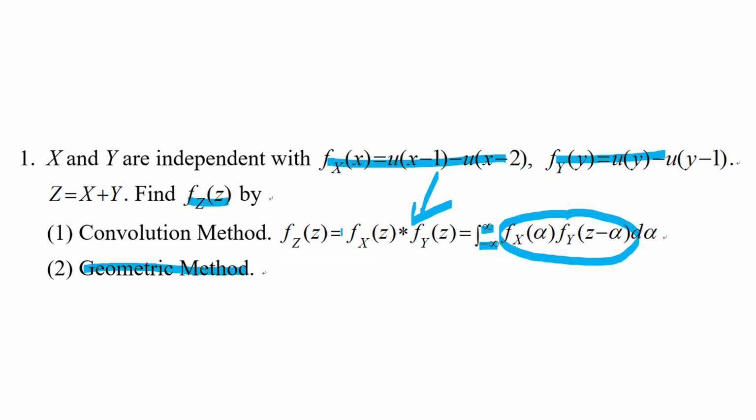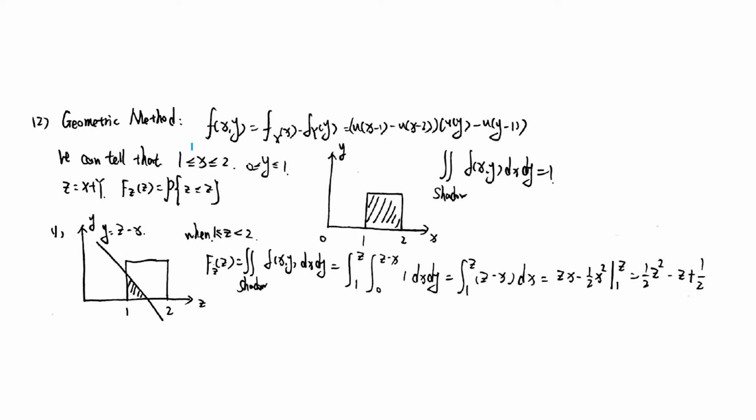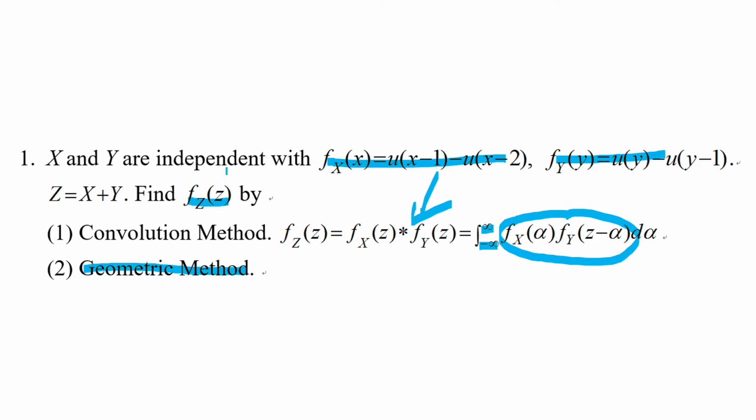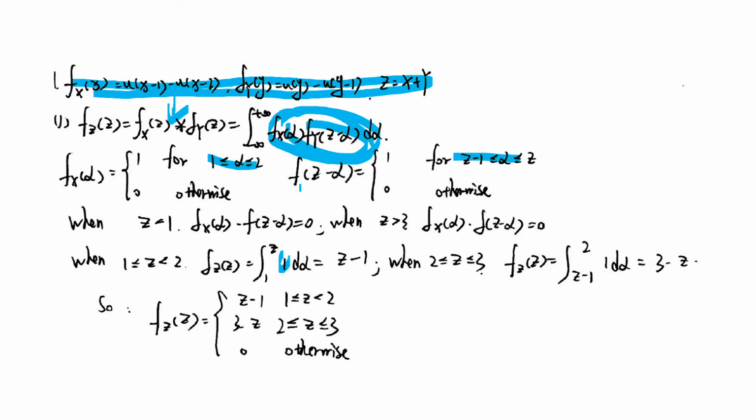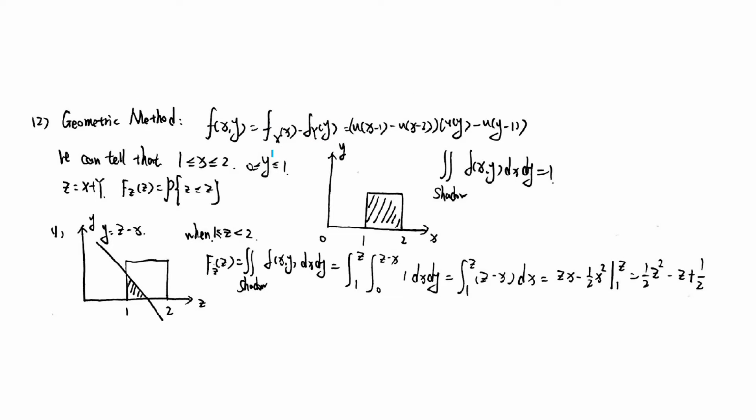For the second question, we need to use the geometric method to find the probability density function of z. In order to use this method, we need to find what f_XY looks like. From the question, we know that x and y are independent, so f_XY equals f_X(x) multiplied by f_Y(y), which would be like this. Then we draw the non-zero region of x, y, which looks like a square, which means if we integrate f_XY over this area, we will get 1. We also know the relationship between z and x, y, with z equal to x plus y.